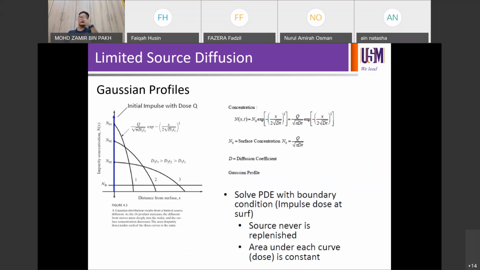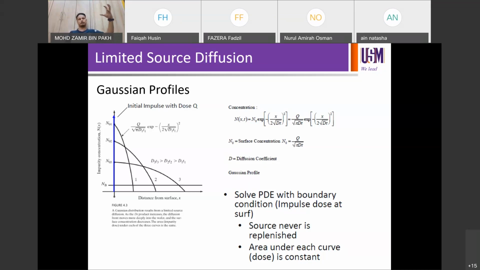So it's called constant. On the other hand, the second method to run the process is called limited source, where if you run your diffusion for like 1 hour, you may have your phosphorus coming in for like 20 minutes, and then at 20 minutes, the phosphorus is stopped, no more POCl3 coming in. But from 21 minutes until 60 minutes, you will run the diffusion process only with what is available on the surface.